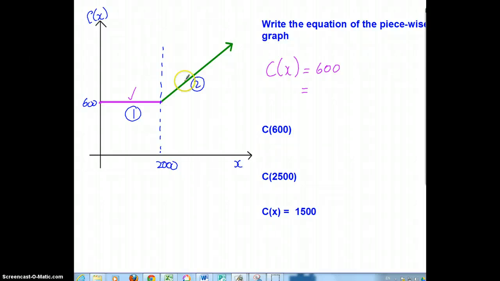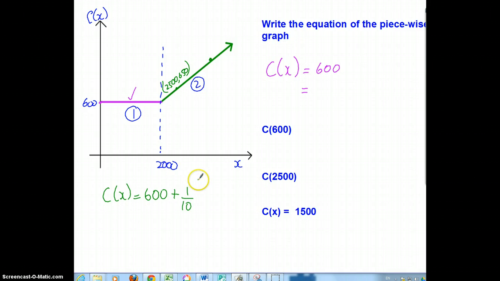Now, you could go and get a couple of points. We just had the point 2,500, 650. You could go and get another point. You could get the slope and all that, but I think we can logically work this one out. Okay, so let's start off. Our C of X, we start with 600 pesos, and we are adding 1/10 of the amount in excess of 2,000.